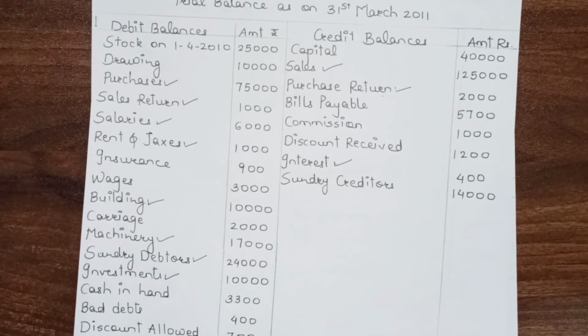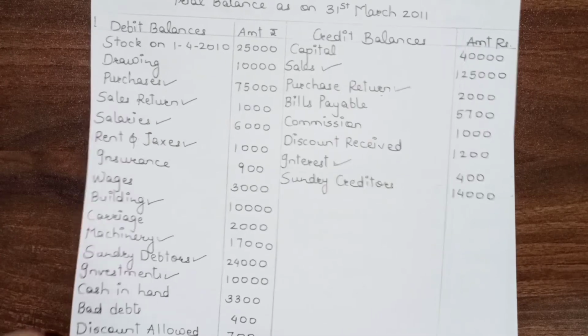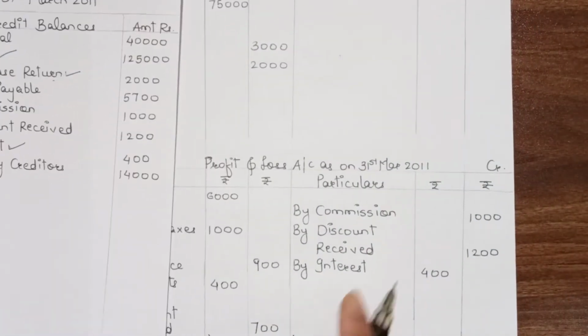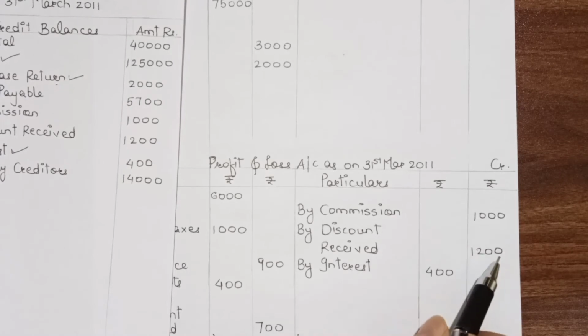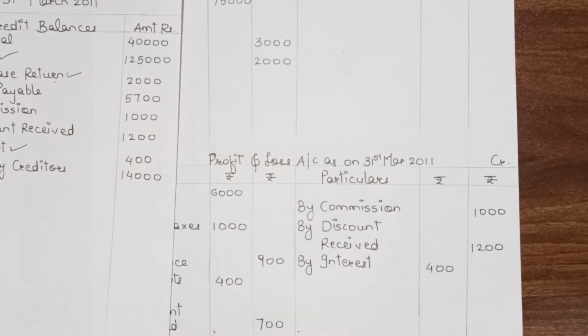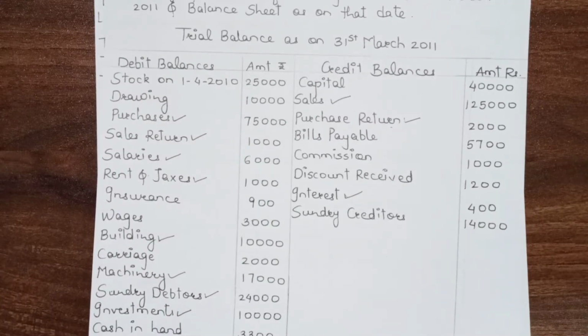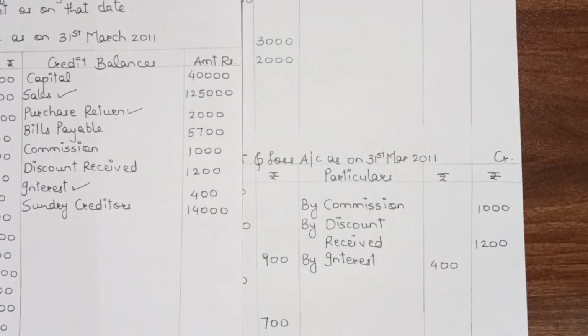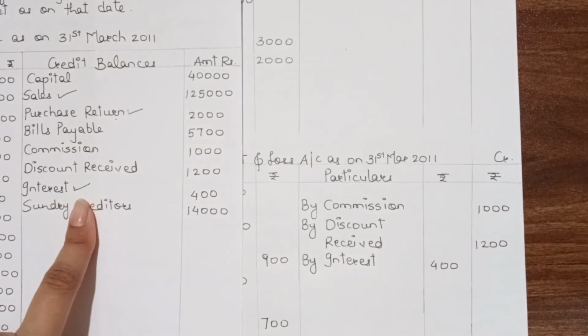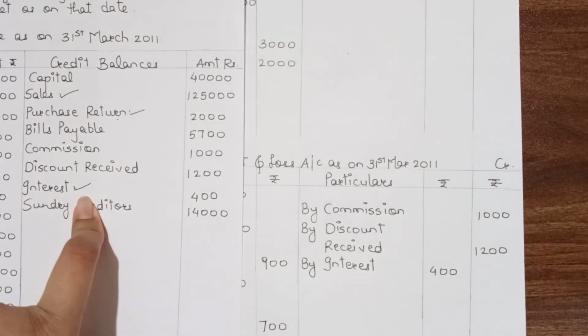Next one, discount received, 1,200. Now this is also something we are receiving, so it will appear on the credit side of the profit and loss account. By discount received, 1,200. Next one is interest, 400. It is also a credit balance. It will appear in the profit and loss account credit side, 400, but the amount in the inner column, because we have tick marked this interest, we have to solve an adjustment on it.